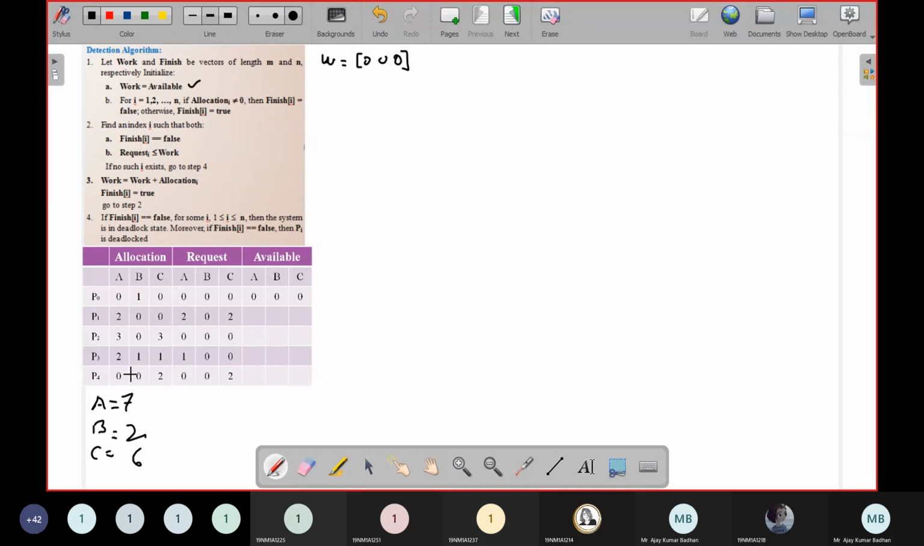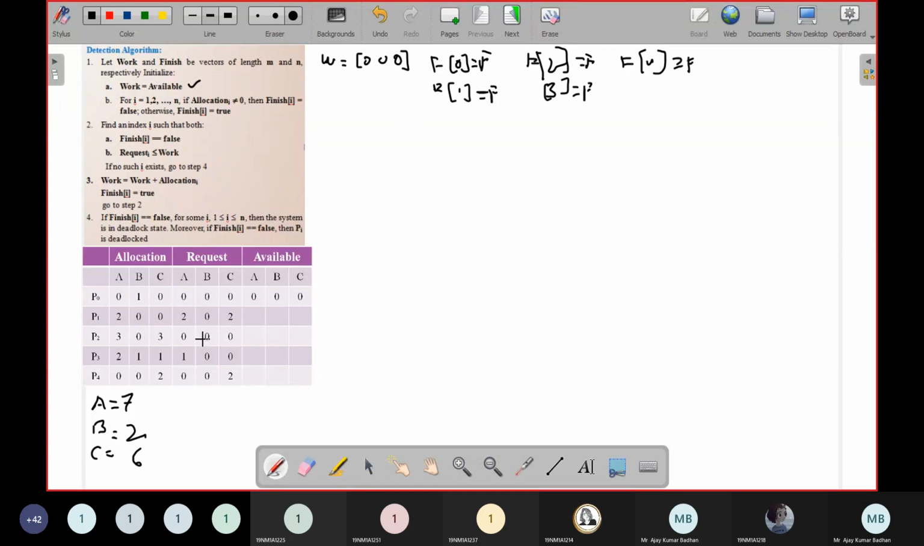But in this case, all the processes have been allocated some resources, so definitely no process has completed execution. So you have to write finish of i equal to false. Initially finish of 0 equal to false, 1 equal to false, 2 equal to false, 3 equal to false. I'm writing shortcuts here, please don't mind.